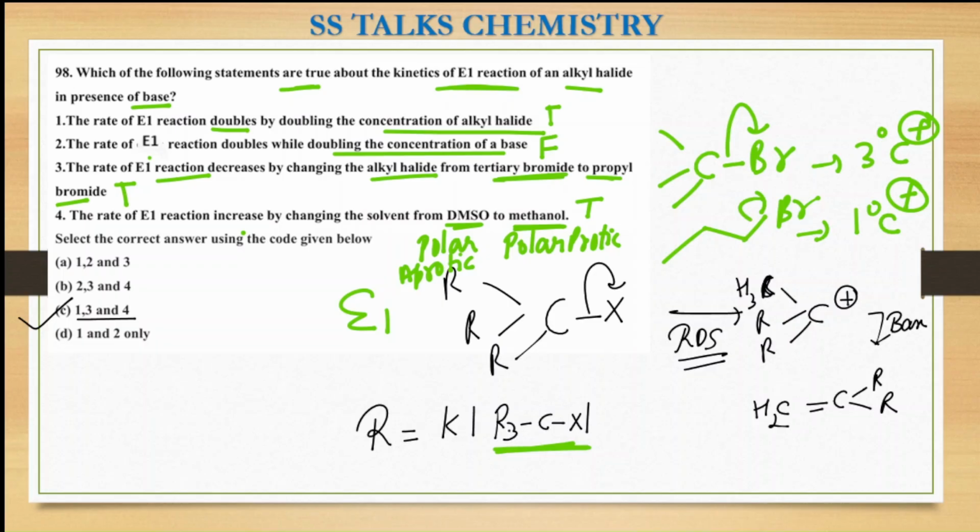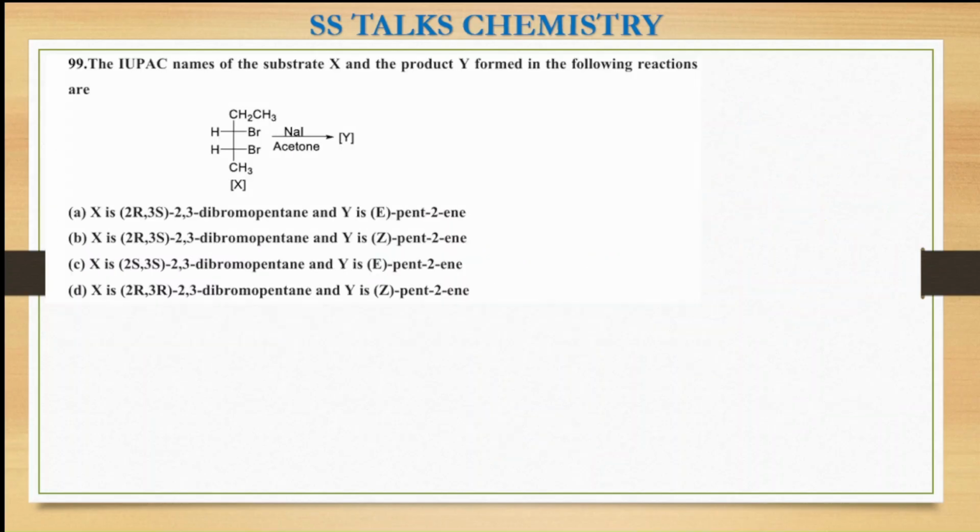Okay, so C is the correct option for this one. Now let us move to the next question that says: the IUPAC name of the substrate X and the product Y that has been formed in the following reaction. So a substrate is given. Firstly, you have to write the name for this one.